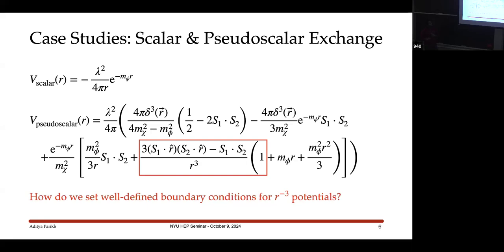The other thing to take into account is that you have a 1 over r cubed behavior, and you have an operator here that preserves total angular momentum, but does not conserve individual orbital angular momentum or spin, because those two are coupled. So now the question is, how do you set well-defined boundary conditions for r to the minus 3? The standard way of solving the Schrodinger equation in quantum mechanics is you define some boundary conditions at the origin, you solve the Schrodinger equation out, and at infinity you can extract what the S matrix looks like for the scattering that you're considering. But if you have a 1 over r cubed potential, it's actually not possible to set well-defined boundary conditions at the origin.